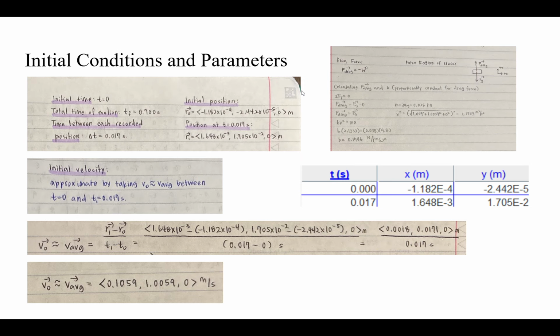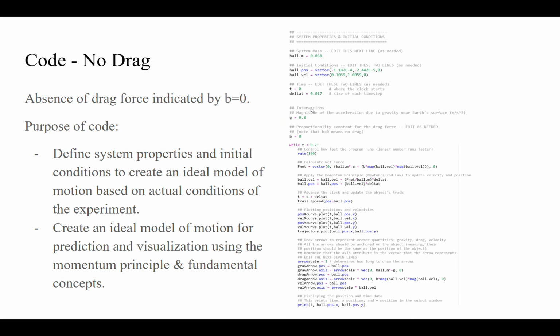Okay, anyway, so we come up with the initial conditions and parameters from the first two positions from the tracker video, and so that helps us determine the time between each position, initial velocity, drag force, and its proportionality constant for the drag force. And so the code for no drag is indicated by the b being equal to 0.